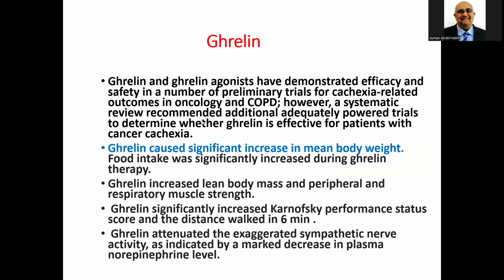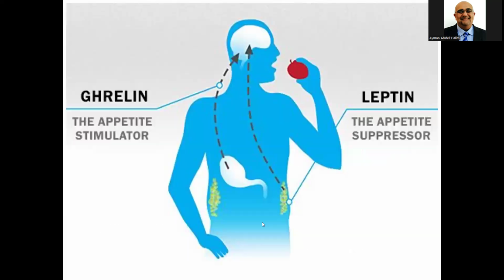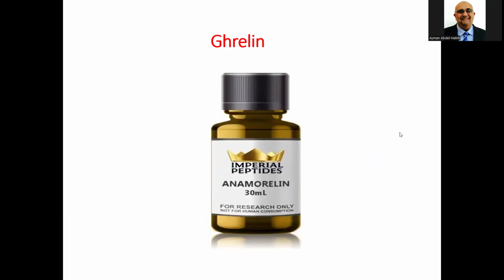Ghrelin. This is the hormone that we talked about, useful especially in COPD patients, and it's been shown to increase the mean body weight and also the performance status and the 6-minute walk test, and reduces the exaggerated sympathetic drive that we see in cachexia. Remember, I told you cachexia is a hypermetabolic state. Ghrelin is an appetite stimulator. Leptin is an appetite suppressor. Ghrelin is still, as far as I understand, in research mode up to now.